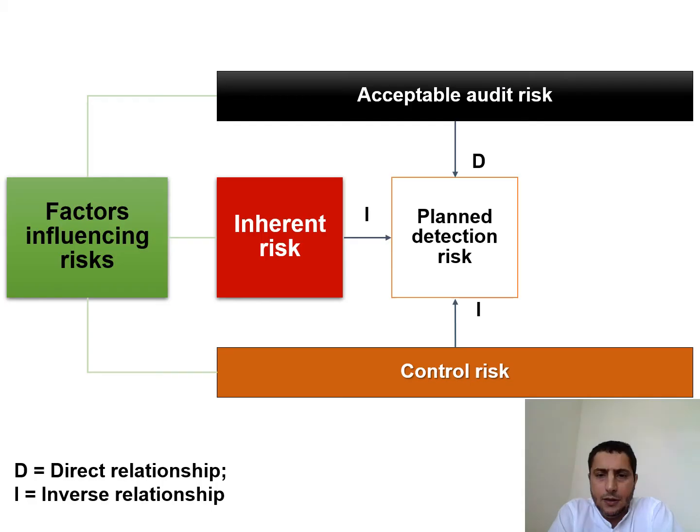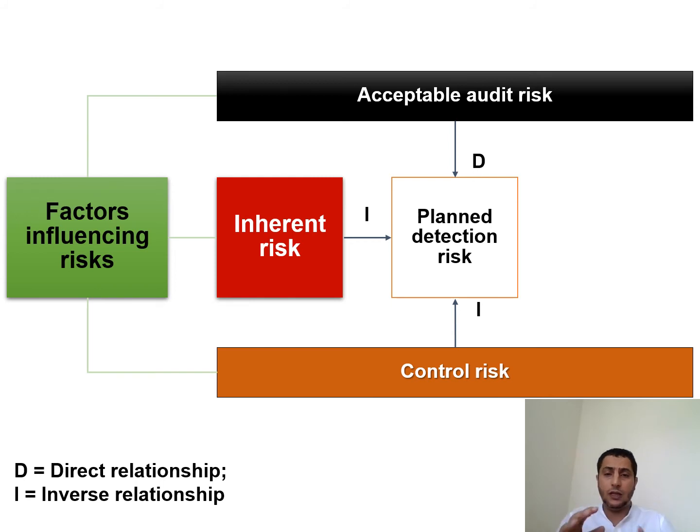Okay, in this diagram we will try to explain and illustrate the type of relationship between the components of the audit risk model, which are inherent risk, planned detection risk, acceptable audit risk and control risk. So the four components. Before we see the relationship between those components and the audit evidence, let's first look at the relationship between those factors themselves.